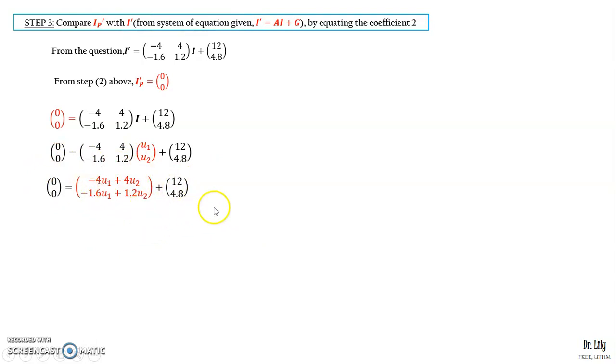Okay. Kita pergi kepada row yang pertama. Row yang pertama 0 equal to negative 4 U1 plus 4 U2 plus 12. Okay. So this is the first row. Simplify it, kita akan dapat U2 is equal to U1 minus 3. So ini adalah persamaan yang you dah simplify lah. And then you pergi kepada second row. Untuk second row 0 is equal to negative 1.6 U1 plus 1.2 U2 plus 4.8.